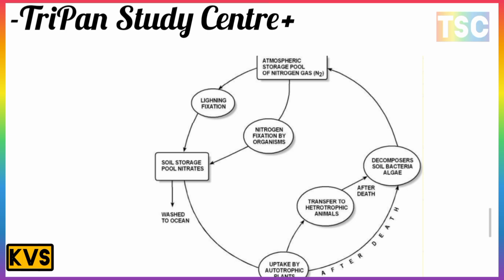It also goes to uptake by the autotrophic plants, and after the death of the autotrophic plants, it is transferred to the heterotrophic animals. After death, they are decomposed by soil bacteria and algae, and this goes to nitrogen gas. There are the dead plants and animals, the most important source of nitrogen. This is the most important nitrogen cycle and it is very easy. Note it down in your notebook for the exam.